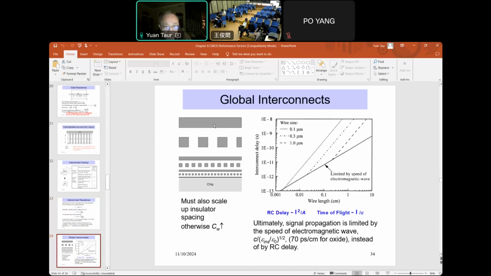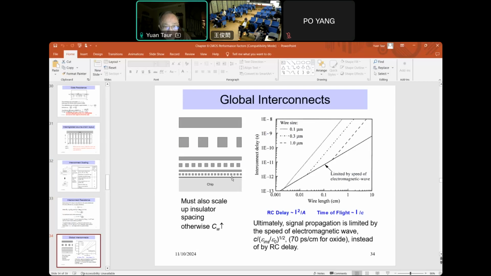This shows 6 levels of metal. This is the transistor and silicon chip. And then we have 6 levels in 3 pairs. We got the smallest, medium, and larger.